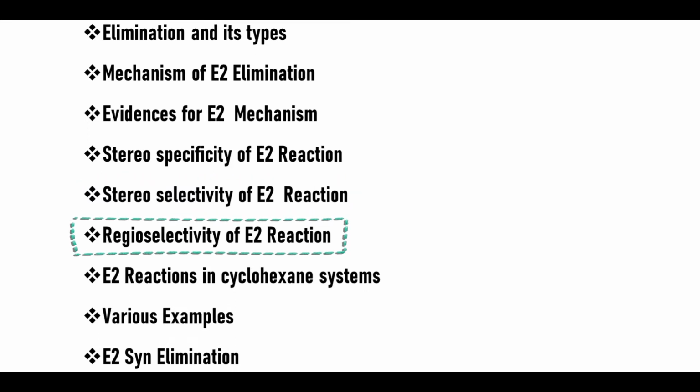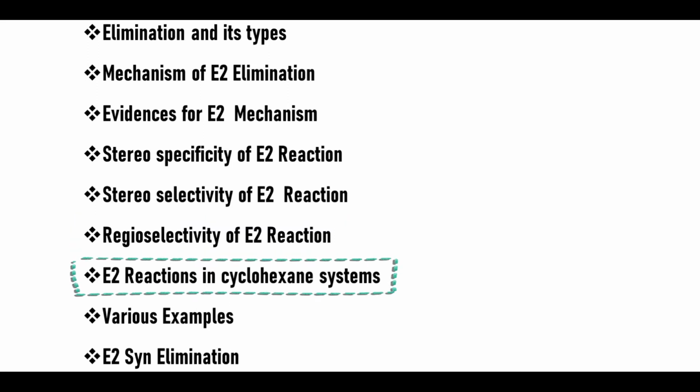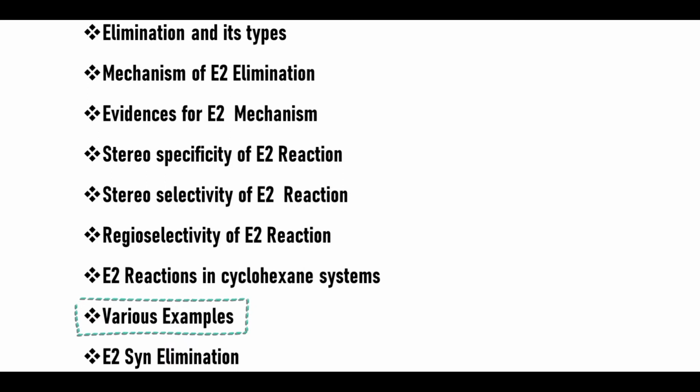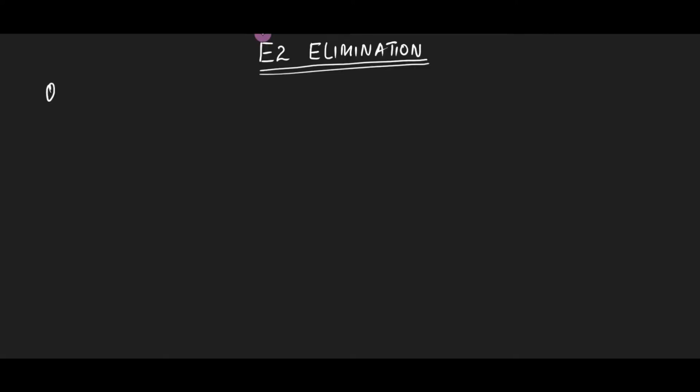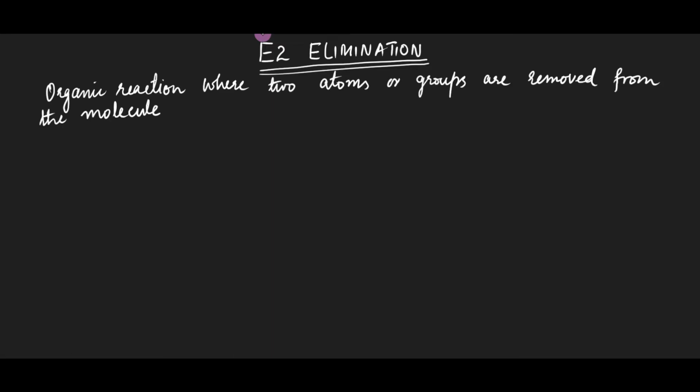Regioselectivity of E2 reaction. E2 reactions in cyclohexane systems. Various examples based on E2 reactions. In the end we will discuss substrates where E2 syn-elimination is the only possibility. Organic reactions where two atoms or groups are removed from the molecule to form a product are called elimination.